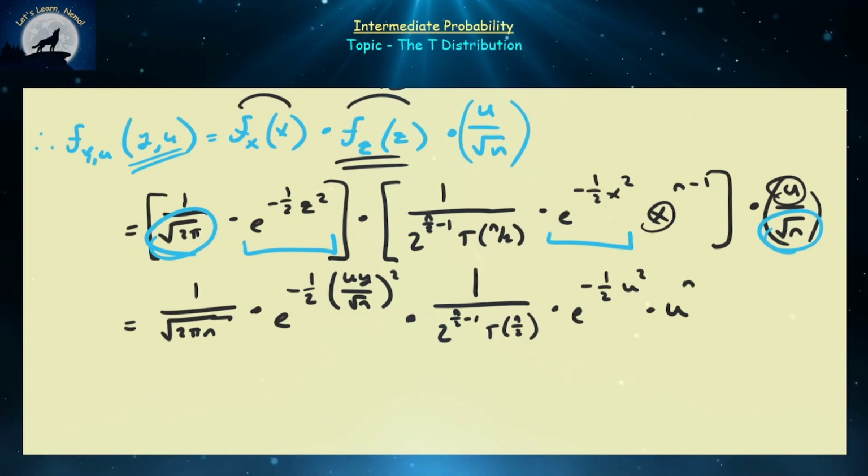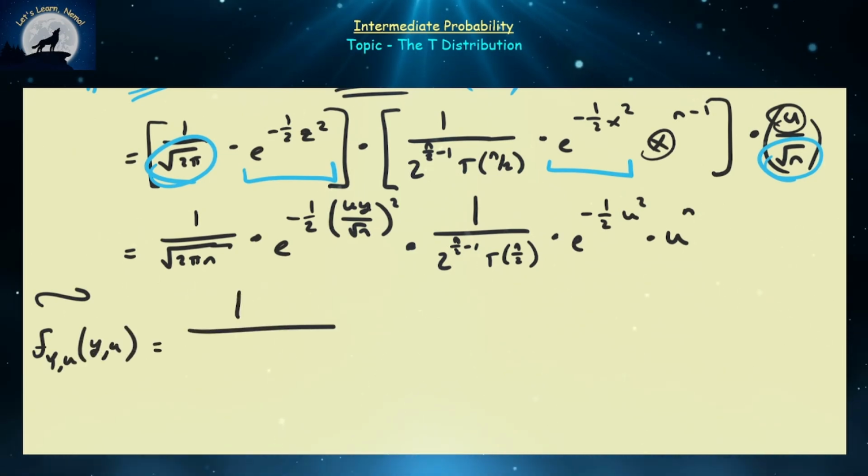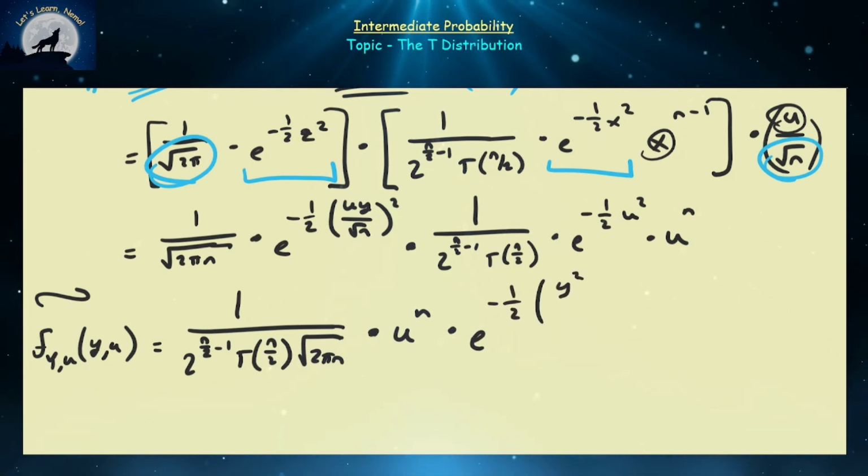Right? So once we have that, then we can start simplifying as we need to, or set up for our integration step. So I'm going to write this instead as 1 over 2 to the n over 2 minus 1 gamma n over 2 square root of 2 pi n multiplied by u to the power of n multiplied by e to the power of minus 1/2. Let's combine our exponents and write that as y squared over n plus 1 times u squared.